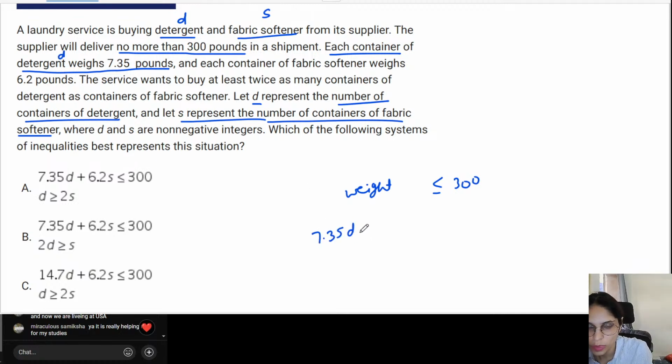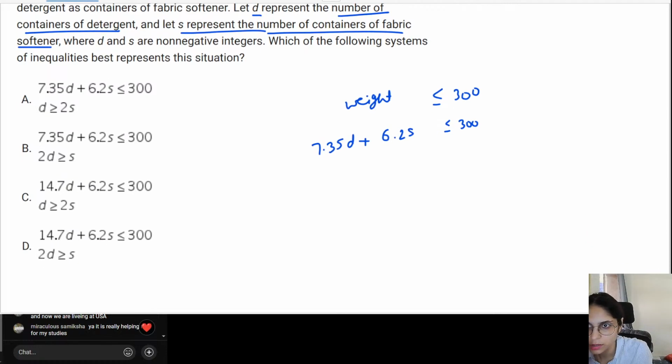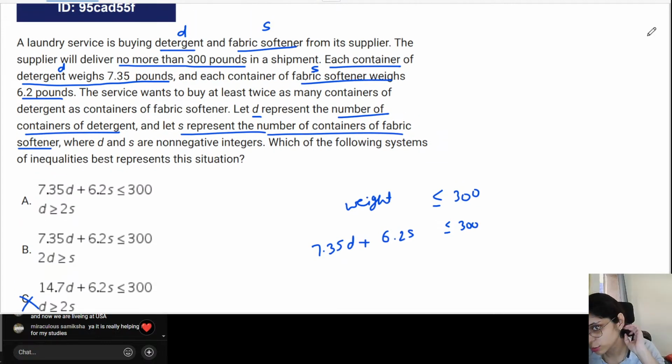Now each container of detergent weighs 7.35 pounds, so 7.35D. And fabric softener weighs 6.2 pounds, so you have to multiply 6.2 with S. So 7.35D plus 6.2S has to be less than or equal to the limit. So two options are eliminated, but still we have to do more.